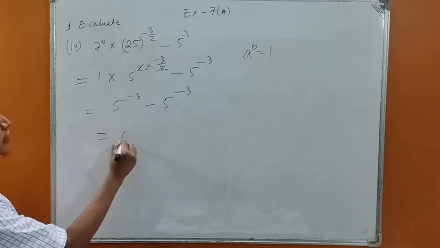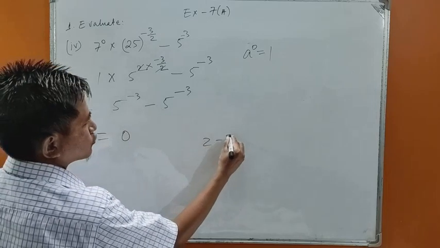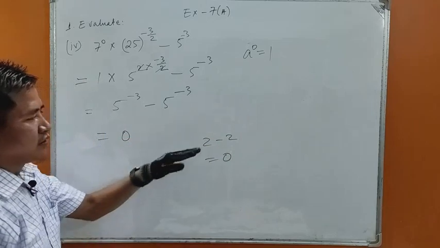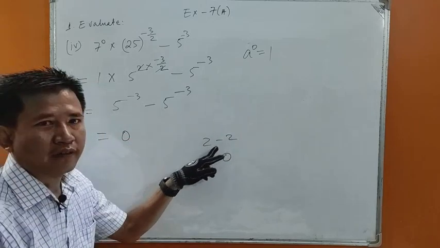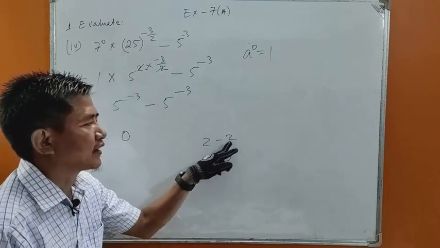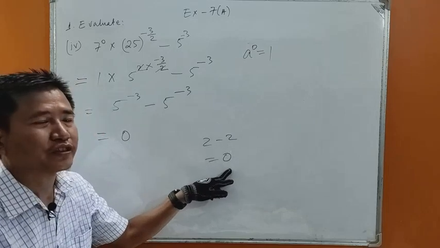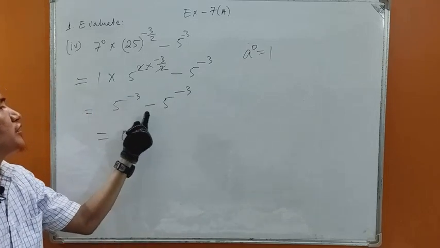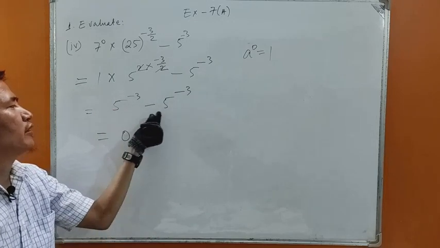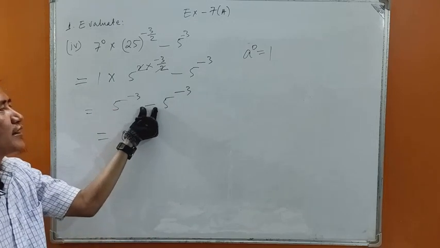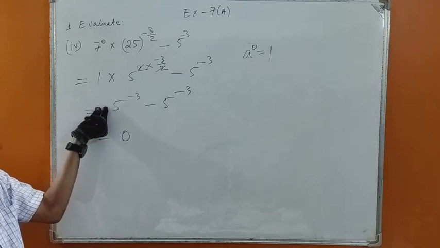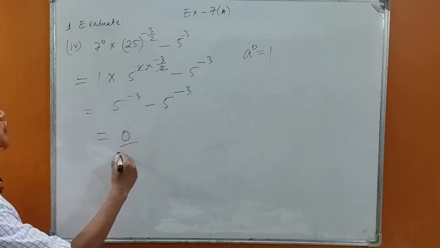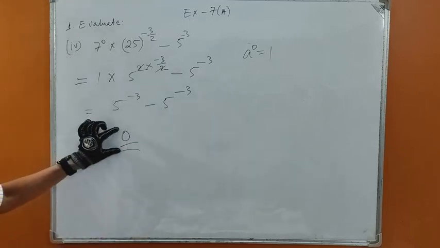This gives us 0, isn't it? 2 minus 2 means 0. If the values of the numbers are equal and the signs are opposite, then the result becomes 0, isn't it? Here the value of the number is 5 to the power minus 3, the same number, and this number has the sign negative and this number has the sign positive, so this becomes 0. So the answer for question number 4 is 0, okay?